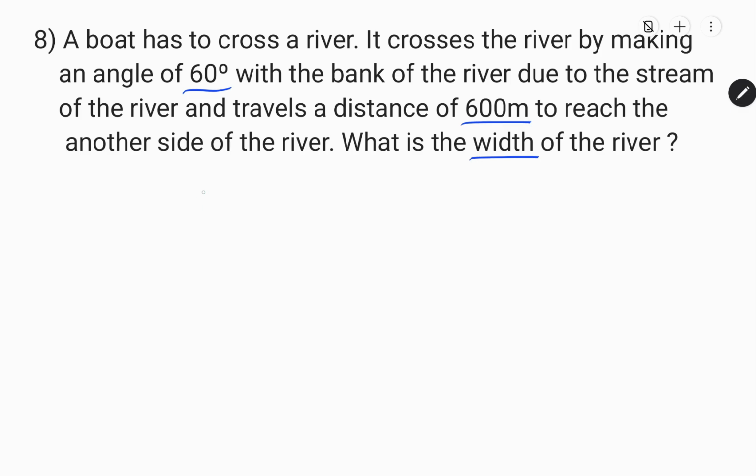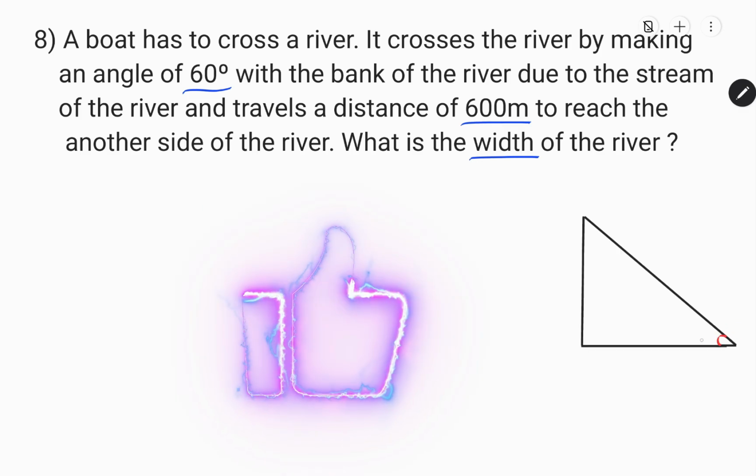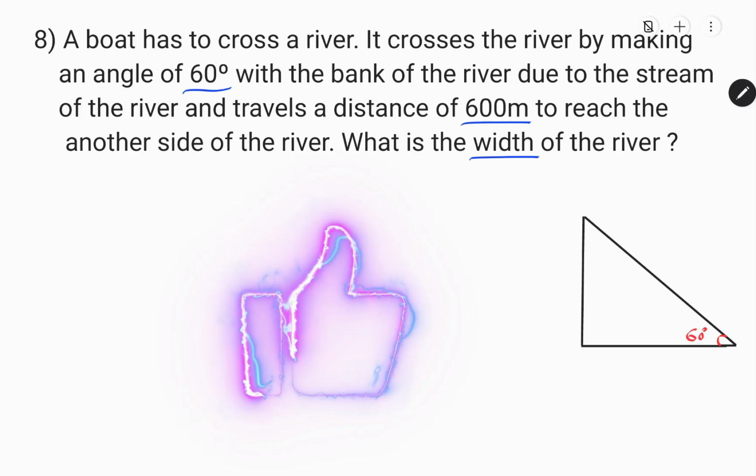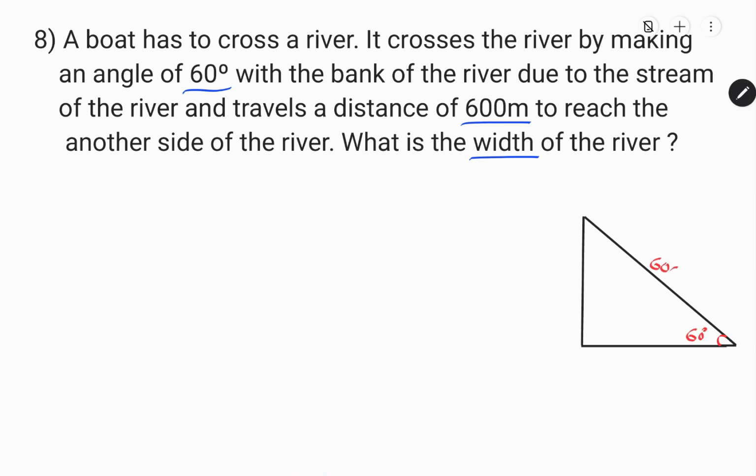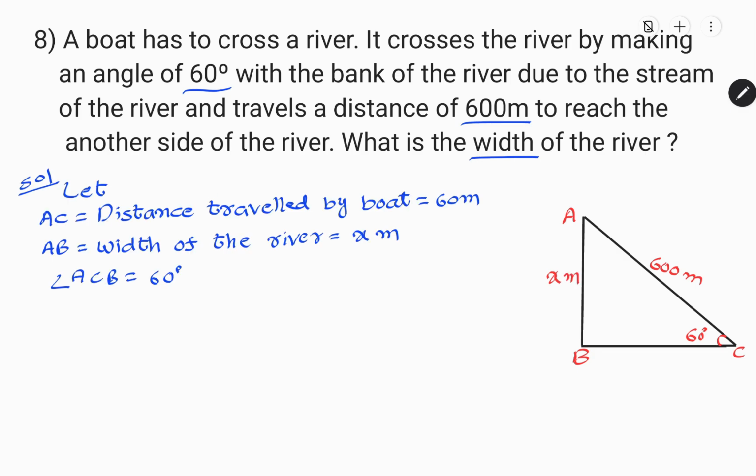Now draw the figure. Boat crosses the river with the angle of 60 degrees. Here boat travels 600 meters. Write the vertices. Here A, B, C. We need to find the length of the river, that is AB. We assume this one is x meters. Now write the given data. Given data, let AC is equal to distance travelled by boat 600 meters. AB is equal to width of the river x meters and angle ACB is equal to 60 degrees.